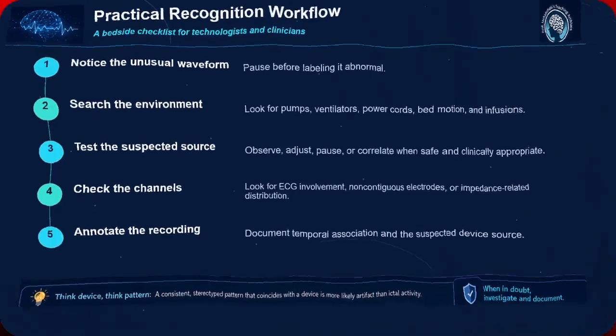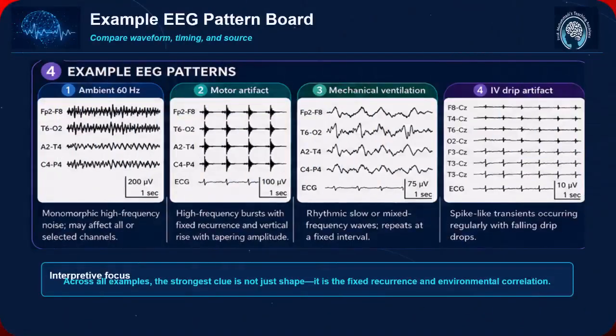This pattern board brings the comparison together. Ambient line noise is typically monomorphic and high frequency. Motor artifact often produces sharp, repeated bursts that may initially appear epileptiform. Mechanical artifact frequently creates rhythmic, slow, or mixed frequency waves that repeat at fixed intervals. Intravenous drip artifact produces small spike-like transients that recur with falling drops.